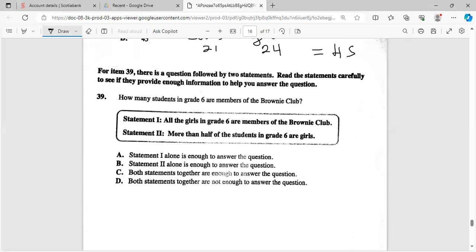Alright, for item 39, there is a question followed by two statements. Read the statements carefully and see if they provide enough information to help answer the question. So you want to find out how many students in grade 6 are in the Brownie Club. Statement 1: All the girls in grade 6 are members of the Brownie Club. Statement 2: More than half the students in grade 6 are girls. Still not giving us what we need. So therefore, I'm going to say both statements together are not enough to answer the question.